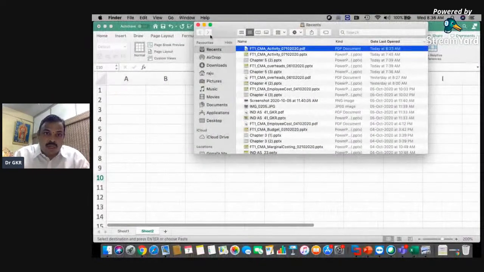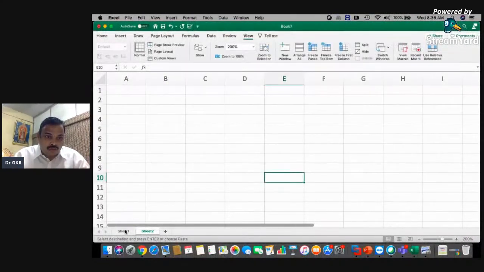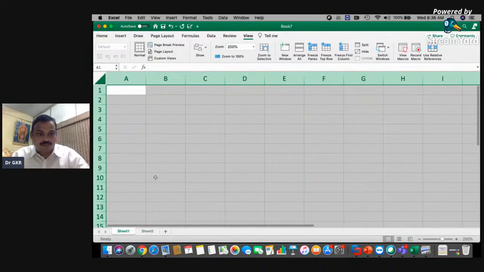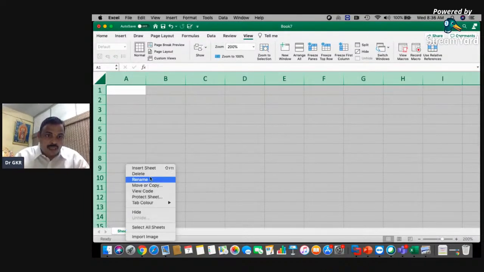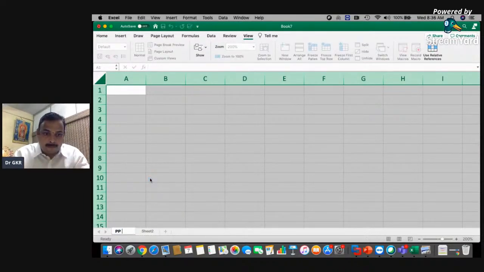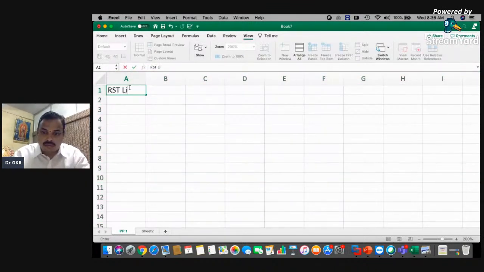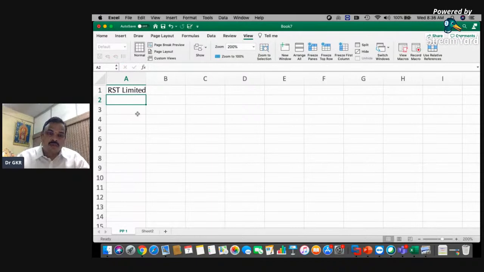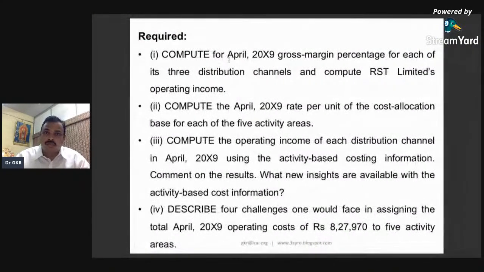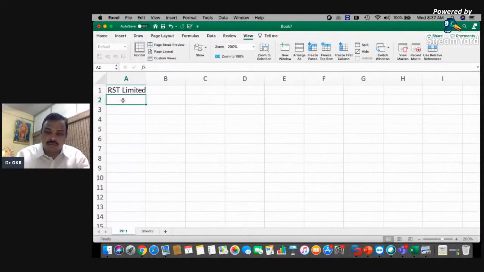So let us work out this, guys. This is your practical problem number 1. And this is RST Limited. Good. So let us do this gross margin and 3 distribution. Compute RST Limited's operating income. So let us do this.